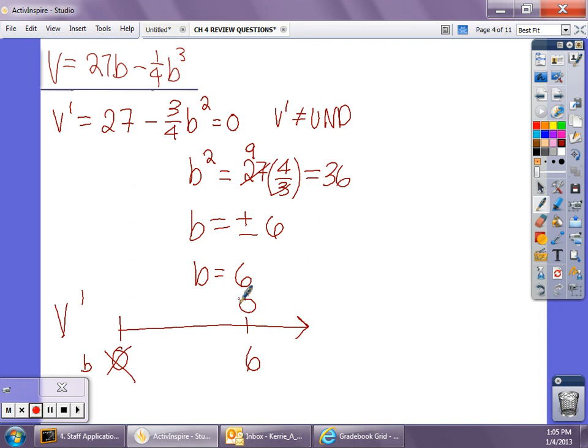And then substitute in a number. Let's put in 1. And I'm substituting that back into the derivative. So if I substitute in 1, I get that this is positive, and this is negative. So this would be my max. B value is 6.